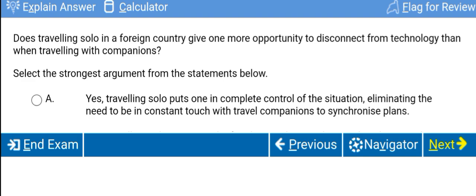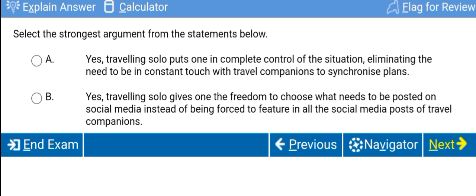Next we have question number 30, which says, does traveling solo in a foreign country give one more opportunity to disconnect from technology than when traveling with companions? Select the strongest argument from the statements below. Option A, yes, traveling solo puts one in complete control of the situation, eliminating the need to be in constant touch with travel companions to synchronize plans.